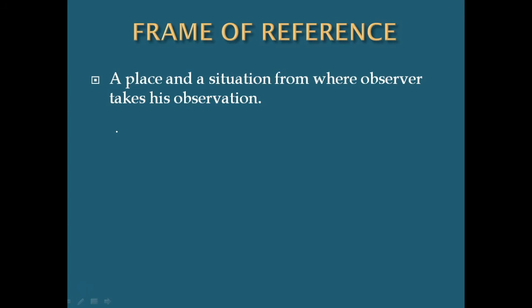So, how can we define this frame of reference then? A frame of reference is a place and a situation from where the observer takes his observation. So it depends on the place where he is, whether he is standing inside the train or outside the train in the example that I gave you just now. So that entire observation depends on that frame, exactly where the objects are.